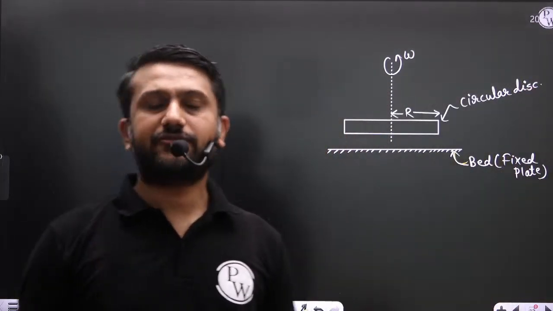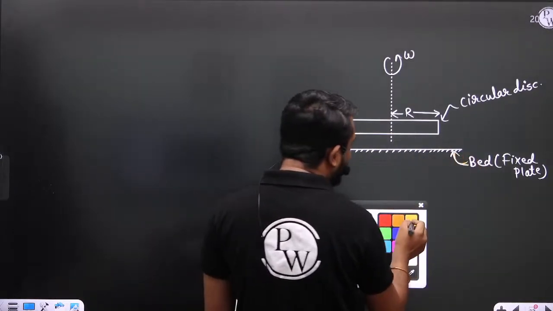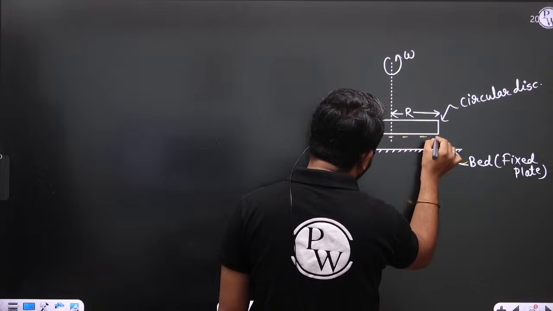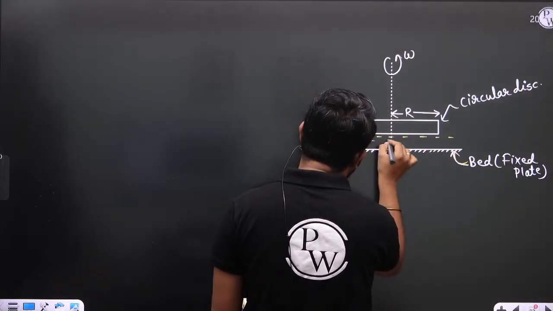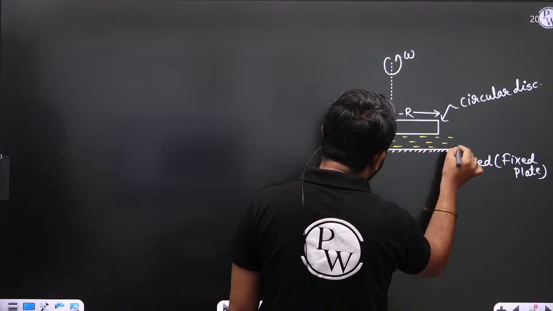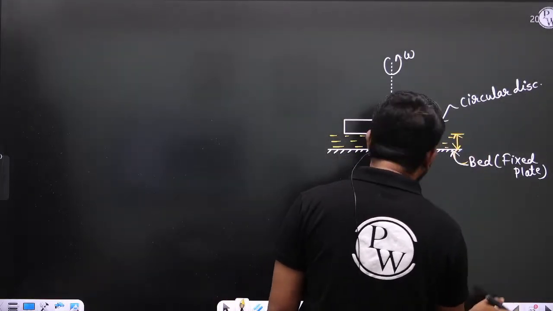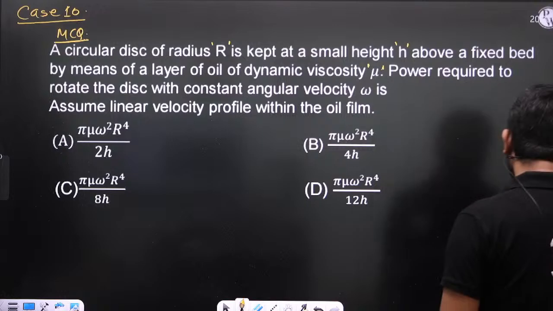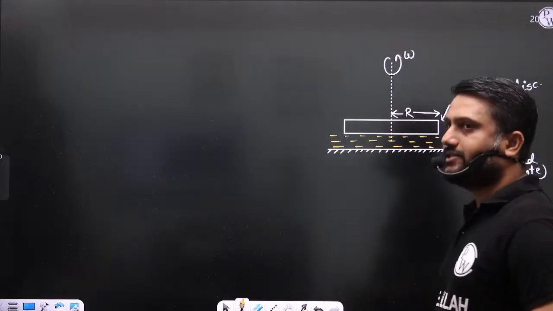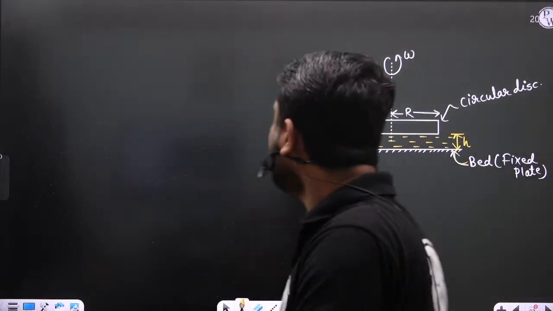And to reduce the friction between the bed and the disc, lubricant is used, right? So this is the lubricant, and this height or this gap is mentioned as h. This is the h.